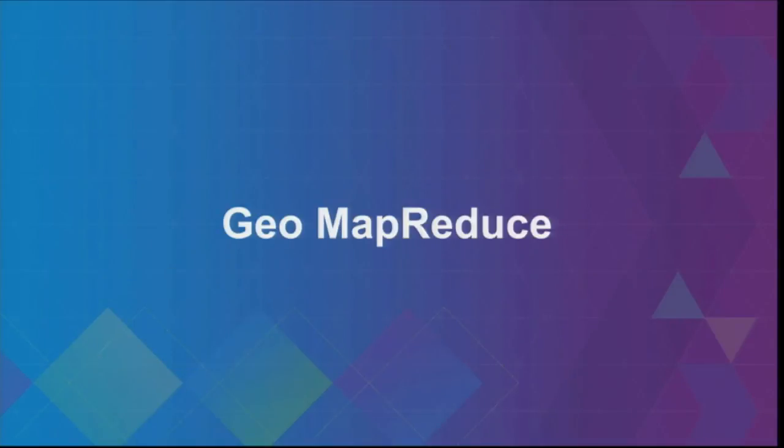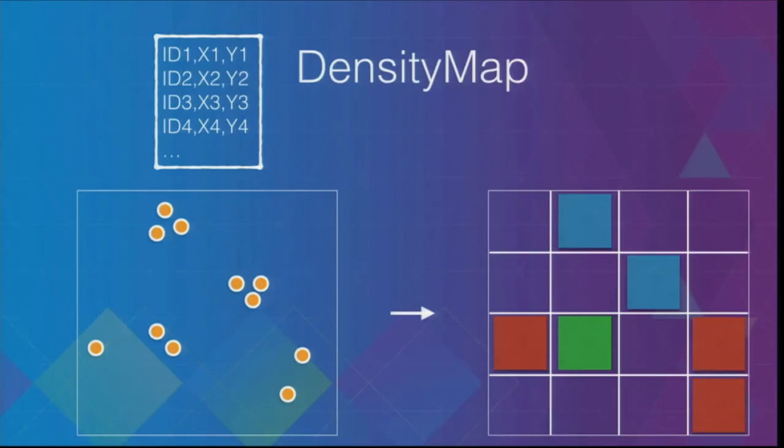But what we wanted to do was a kind of geo MapReduce, which is kind of what we're going to be doing now with GeoSpark MapReduce. What we intend to do with geo MapReduce is create something we call a density map. A density map is aggregating things together by space.